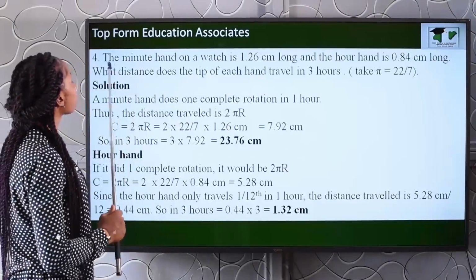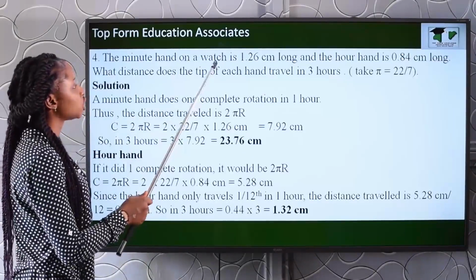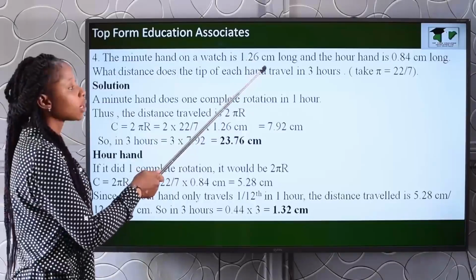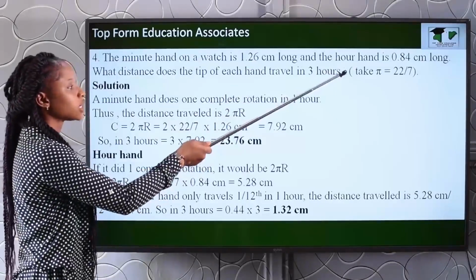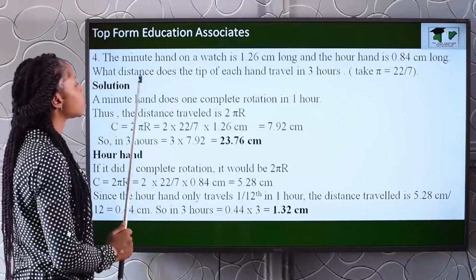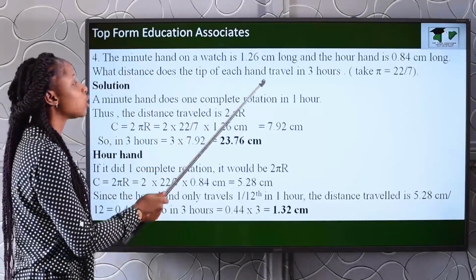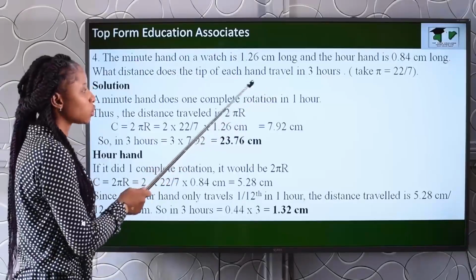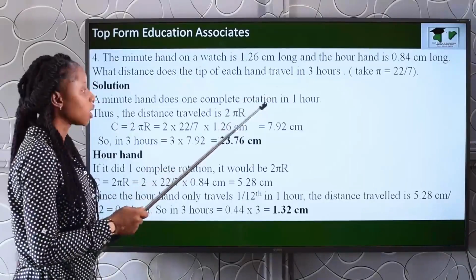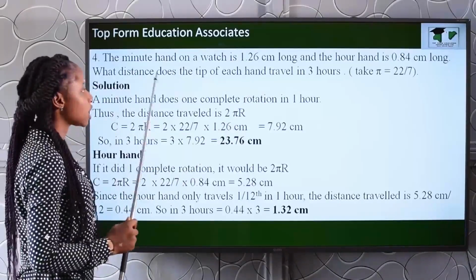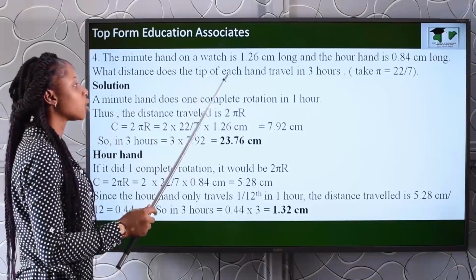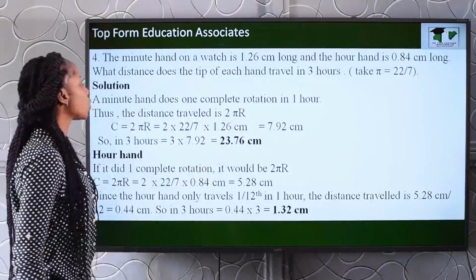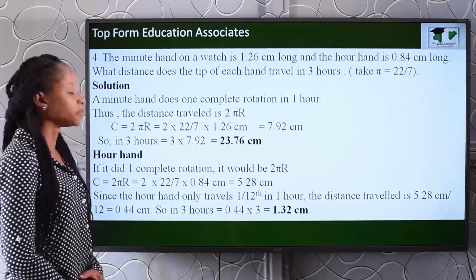Number 4. The minute hand on a wristwatch is 1.2 centimeters long, and the hour hand is 0.8 centimeters long. What distance does the tip of each hand travel in 3 hours? Remember, take note that we are looking for distance. What distance does the tip of each hand travel in 3 hours? We're giving pi as 22 over 7.